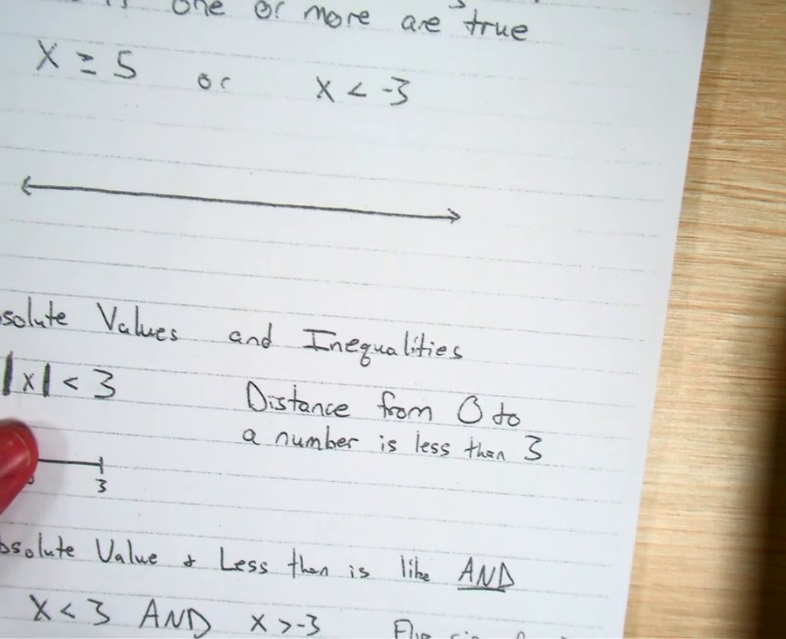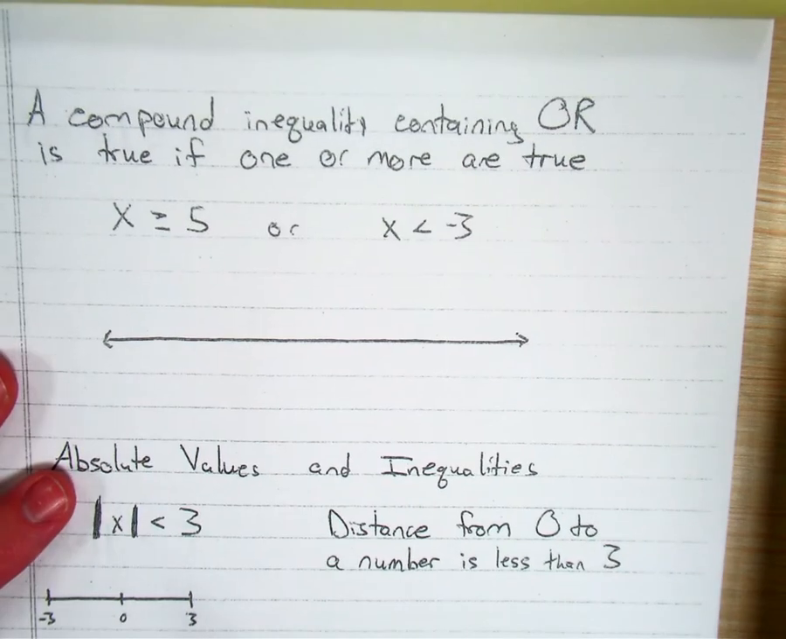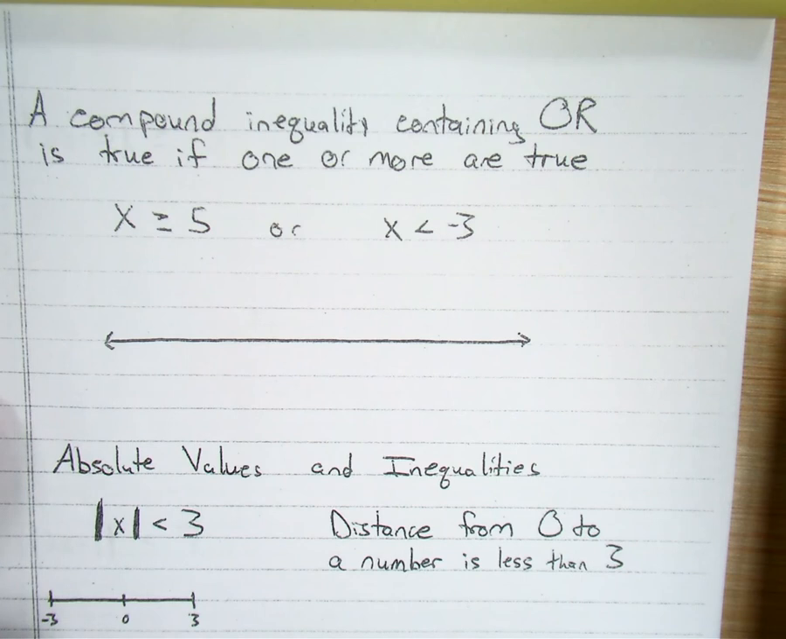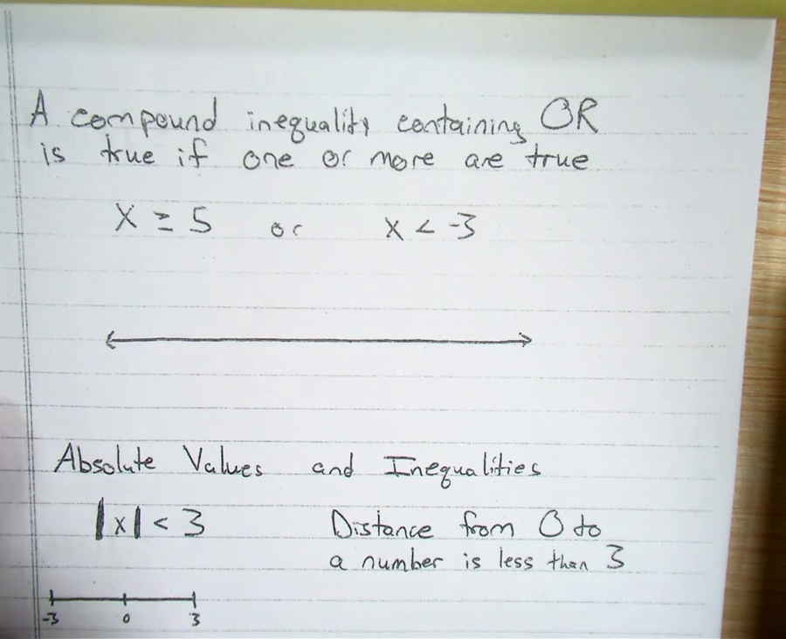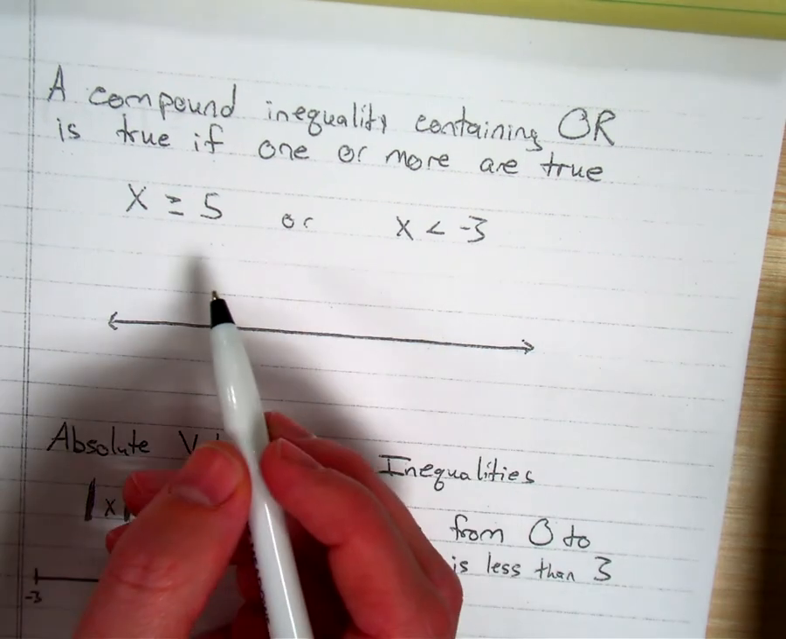An "or", a compound inequality containing "or", is true if and only if one or more are true. Okay, so we just need to have one of them. It doesn't have to be where they overlap, just where either one of them is true.